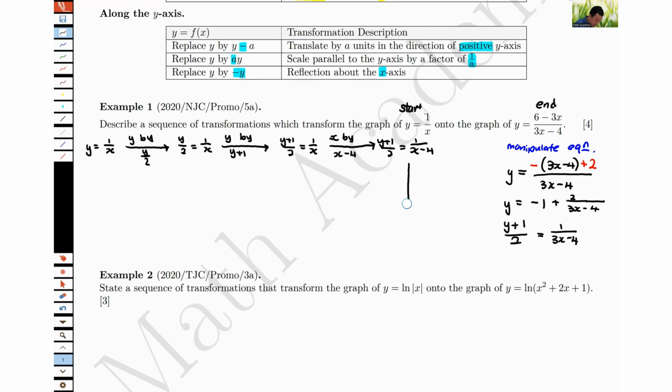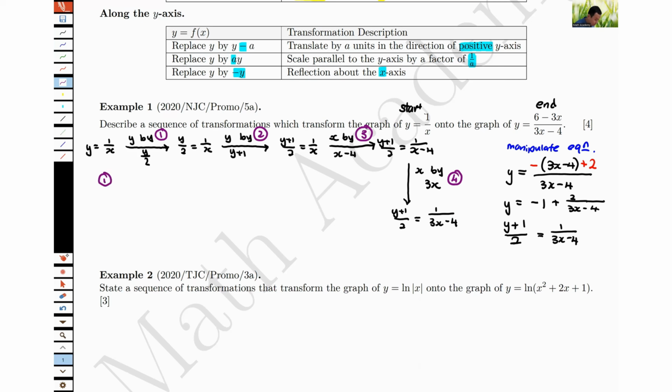Last step, let me just arrow down. Replace x by 3x. So that's your final equation. A bit tedious for us to describe. There are 4 transformations here. Let me just label every replacement here. 1, 2, 3, 4. We will give a description of it.